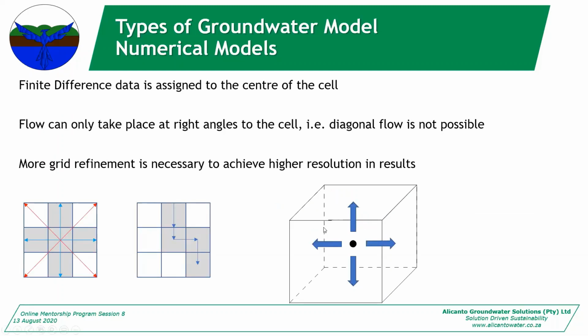With finite difference, we assign the data to the center of the cell only, and flow can only take place at right angles to the cell. So you can't have diagonal flow. It would have to go from there to there to there to there. And if you want to get higher resolution, you need to refine your grid further. So you would need more cells to get a higher resolution.